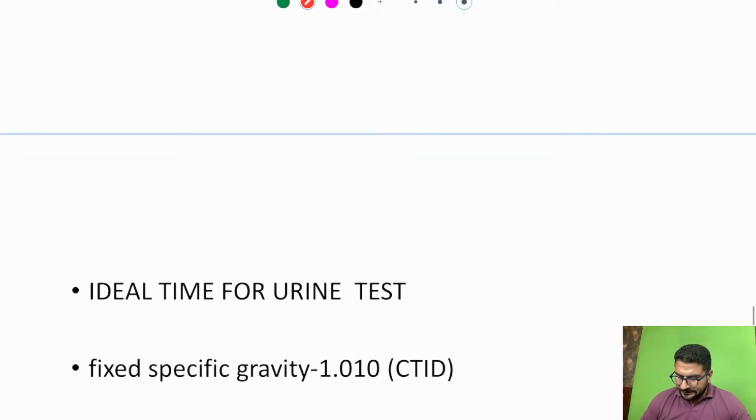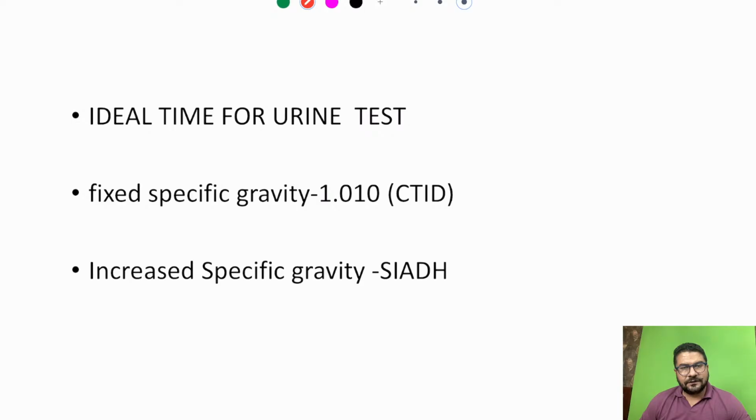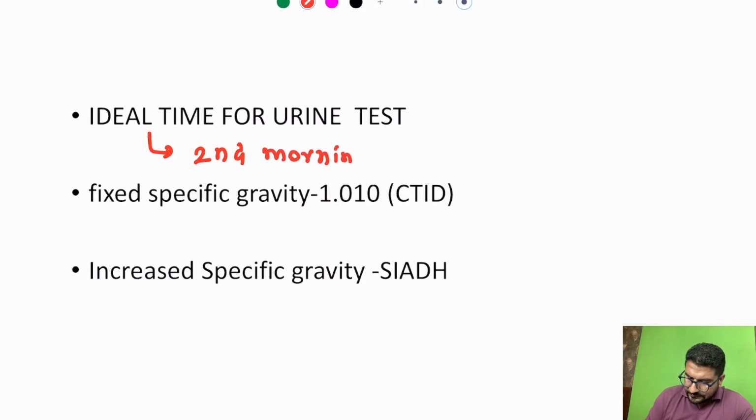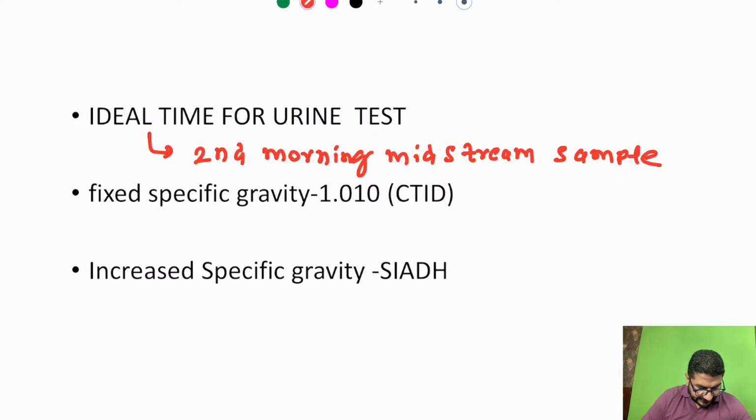Now they ask you what is the ideal time for a urine test. So कौन सा sample आपको लेना चाहिए? The best sample will be the second morning midstream sample. Second morning midstream sample, this is the best sample for urine collection, right?